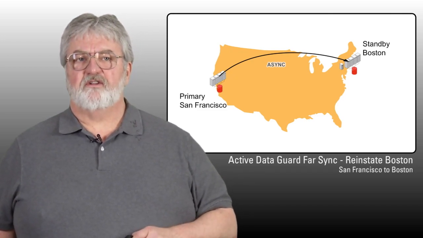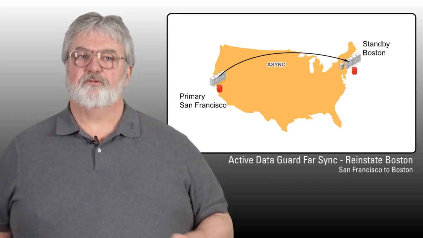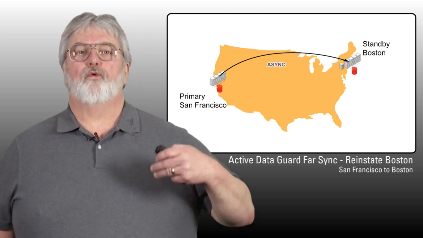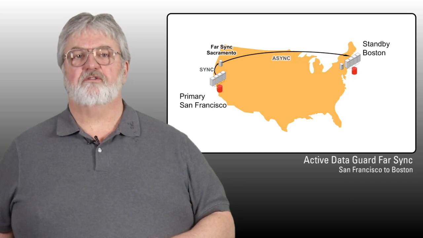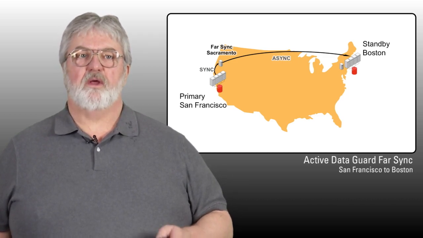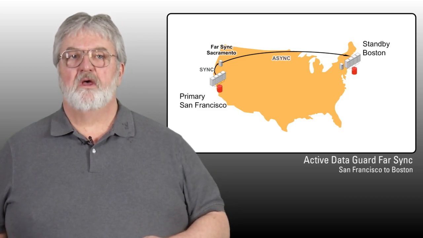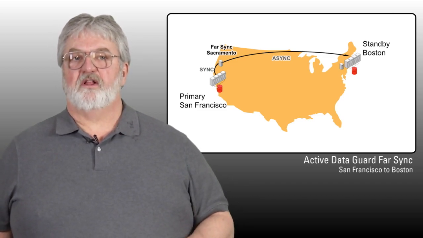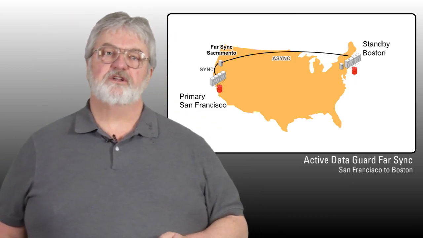The FarSync instance is still there, still running, but it's idle at this point because we're not using it in this particular environment. So to get back to your original configuration, you might say, let's put a FarSync instance in Sacramento. That way I can do zero data loss failovers between San Francisco and Boston. So in the event that I now have a failure at San Francisco, I can do exactly the same failover and go back to the original configuration.